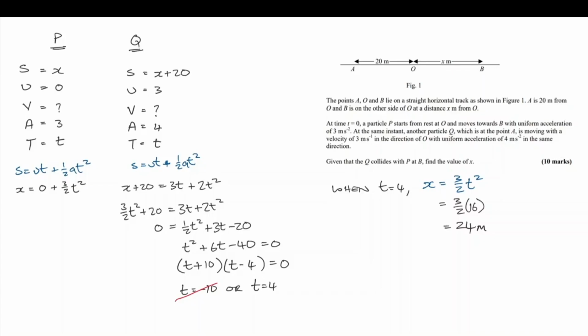Particle P has traveled 24 meters. Particle Q has traveled 44 meters. And I'll leave you to check that you're correct by substituting t equals 4 into the displacement equation for Q, and we should get the anticipated 44 meters.